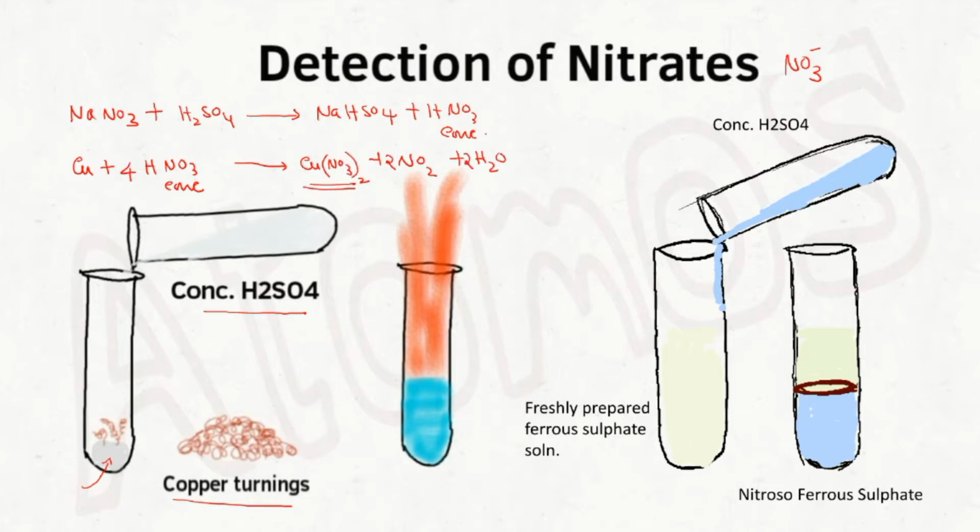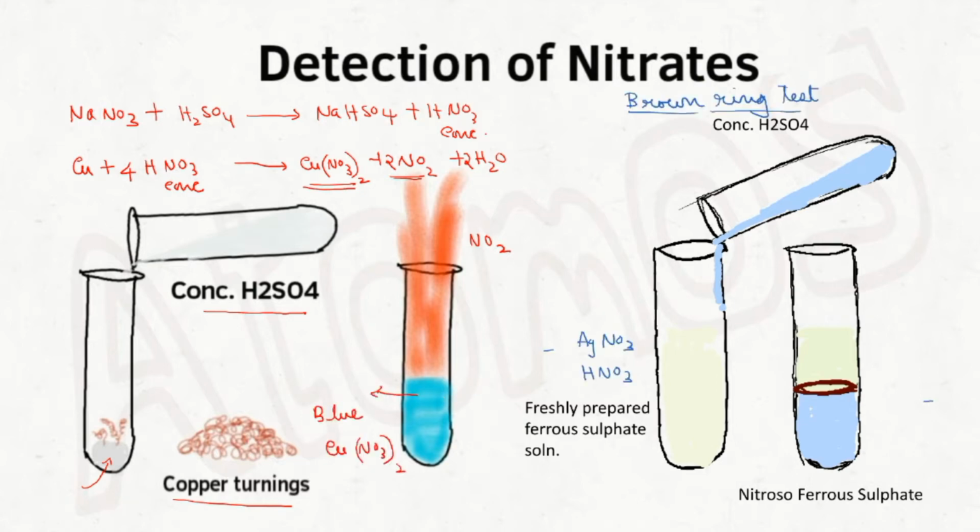What will be the observation of the reaction? Copper nitrate is forming. What's the color of copper nitrate? It will be blue in color. Along with that, you can see reddish brown vapors evolving out of the test tube. That is due to the formation of nitrogen dioxide gas. So, including the picture, you should remember how to detect the presence of nitrate.